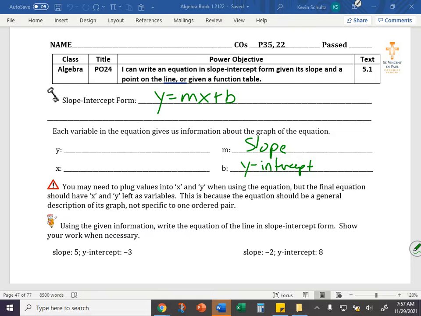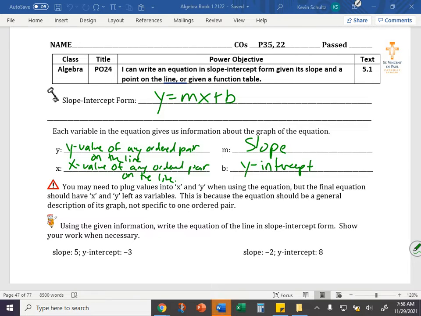PO24 is where we really started to look at how we can use x and y. So what do those x and y variables represent in the equation, Aiden? Y is the y value of any ordered pair. Damien? The y variable is the y value of any ordered pair on the line. You should already have these notes written in. And the x variable would then be the x value of any ordered pair on the line.